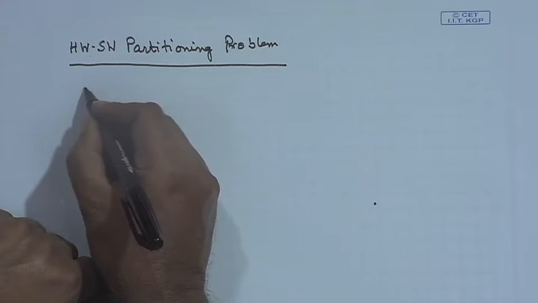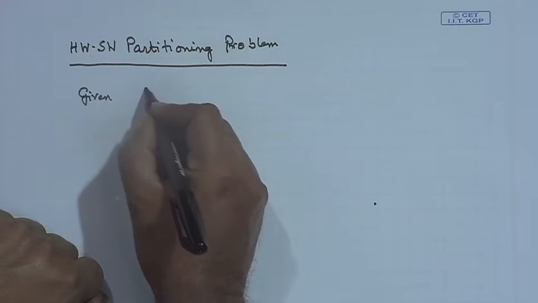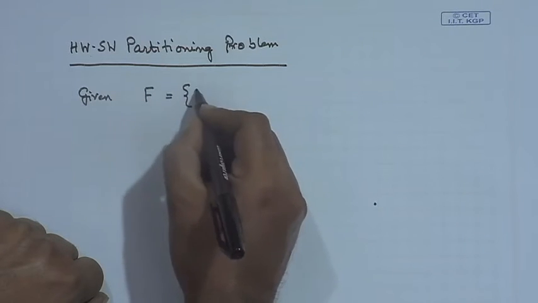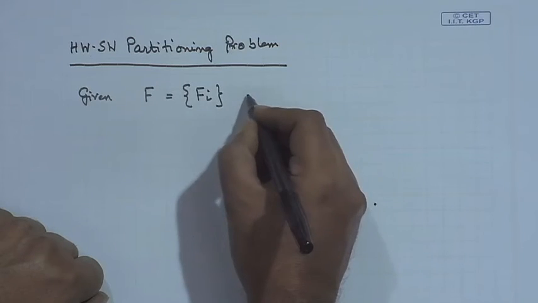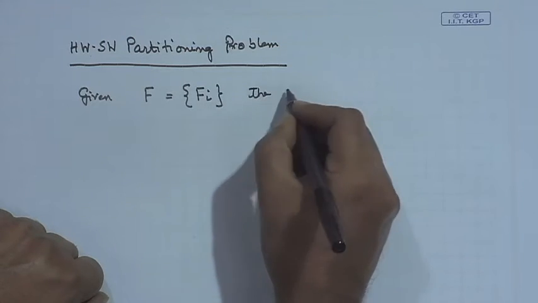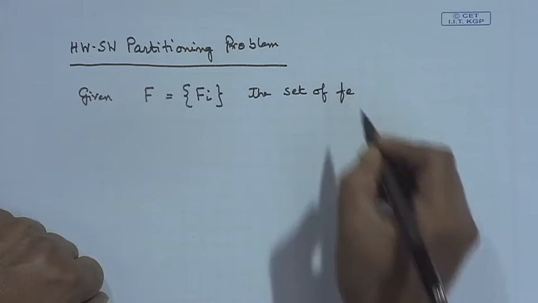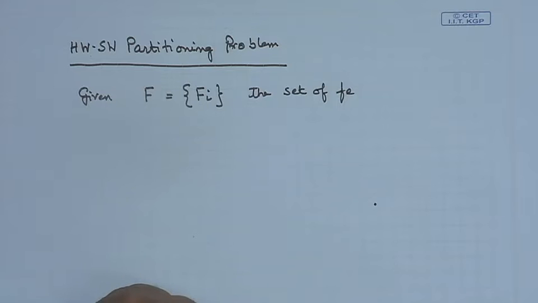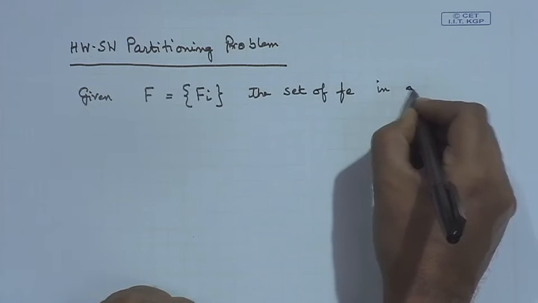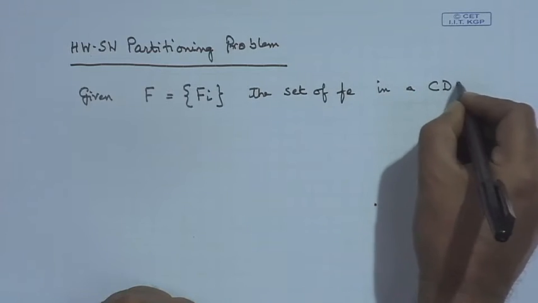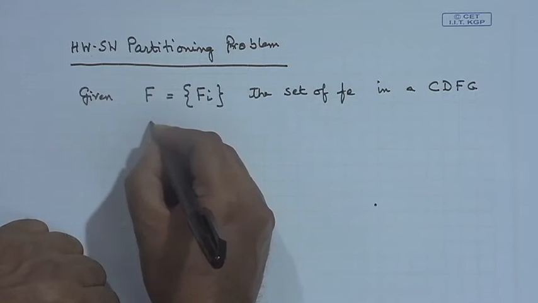Given, say F is the set of functional elements, FE means functional elements, in a CDFG. We know what is a control and data flow graph, right.